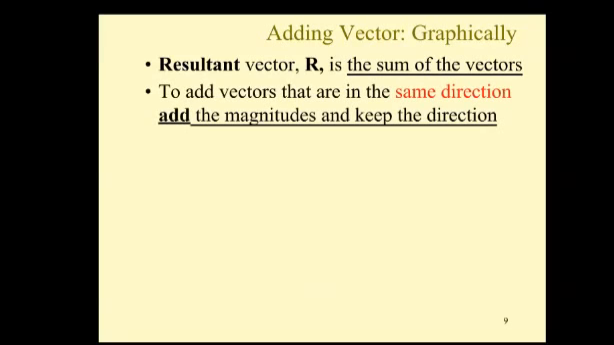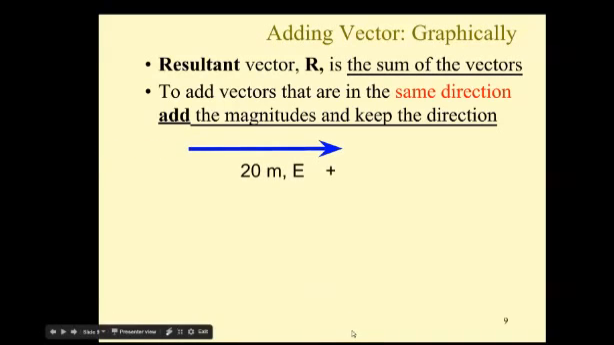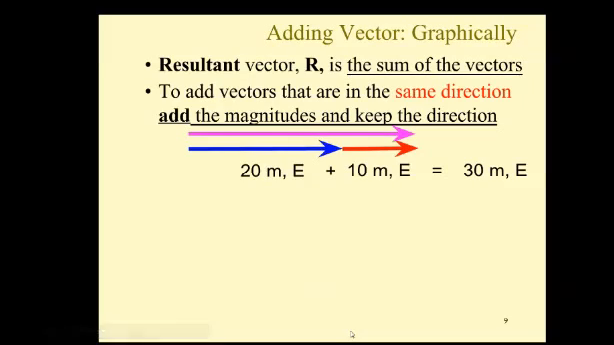To add vectors that are in the same direction, we simply add the magnitudes and keep the direction. For example, if I had this blue 20-meter vector pointing to the east and I want to add to it 10 meters to the east, I simply add the two magnitudes, which is 30 meters, and keep the direction, so the resultant would represent a vector that's 30 meters east. Very simple. Hardly worth doing graphically because they're exactly in the same direction. It doesn't matter the direction, could be 45 degrees or 10 degrees or anything like that, as long as they're in the same direction.